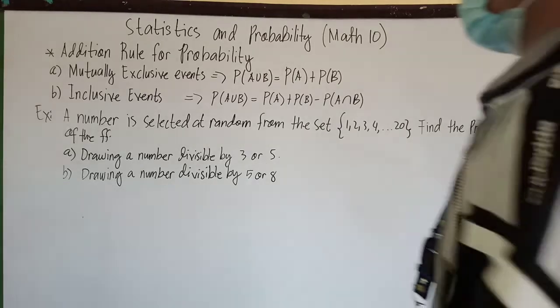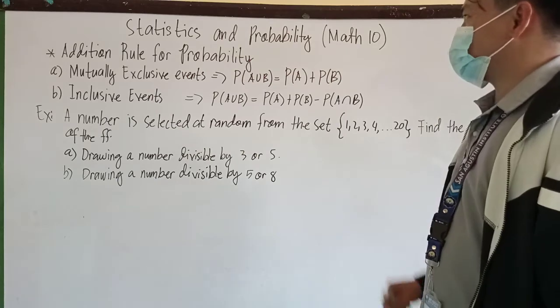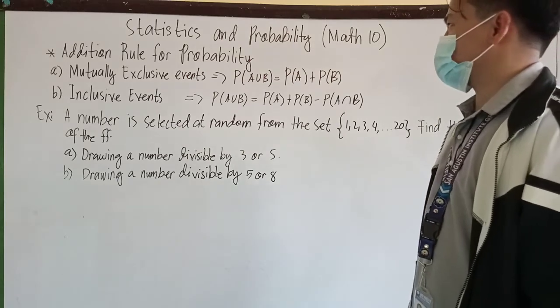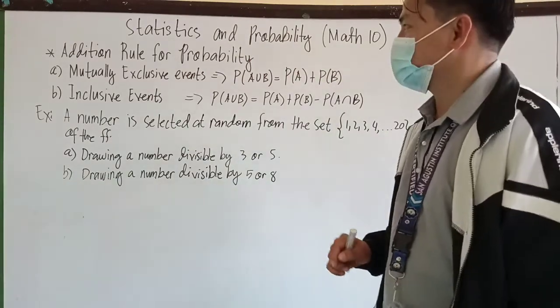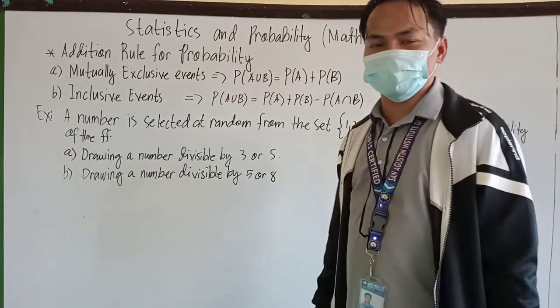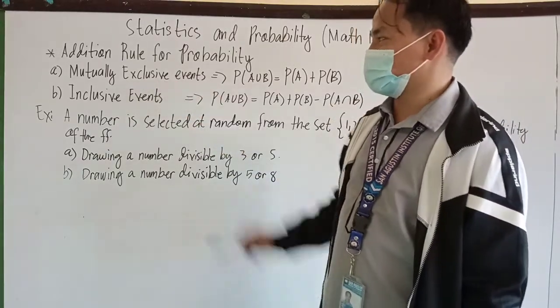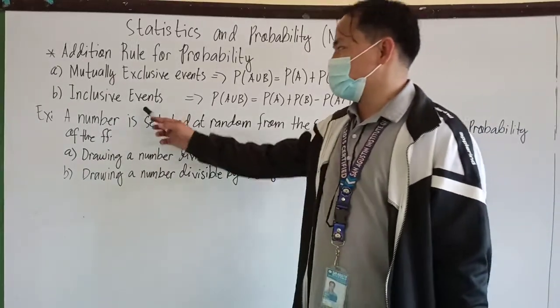Okay, good morning. So we are now still on statistics and probability, another topic for Mathematics 10. We are now in the addition rule for probability. There are actually two types of addition rule. The first is mutually exclusive events, and the second one is inclusive events.